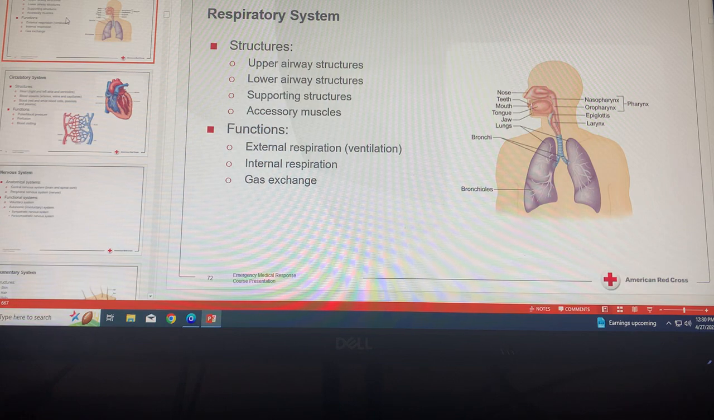The epiglottis, a leaf-shaped structure, folds down over the top of the trachea during swallowing to prevent foreign objects from entering the trachea. Lower airway structures. The lower airway consists of the trachea (windpipe), bronchi, lungs, bronchioles, and alveoli. Once the air passes through the larynx, it travels down the trachea, the passageway to the lungs.